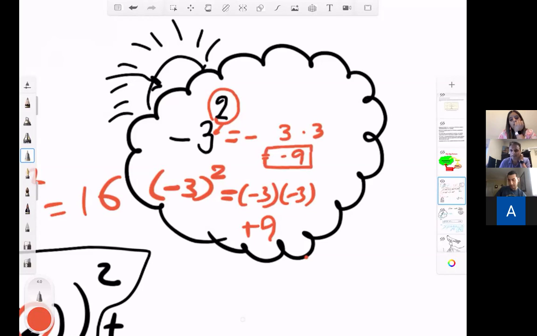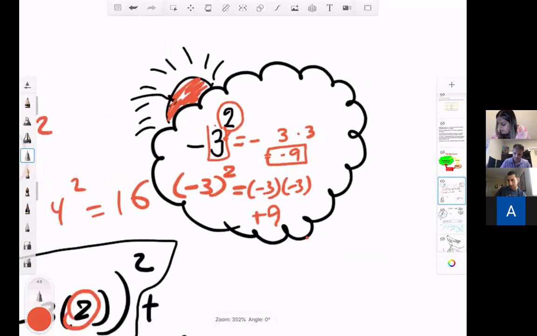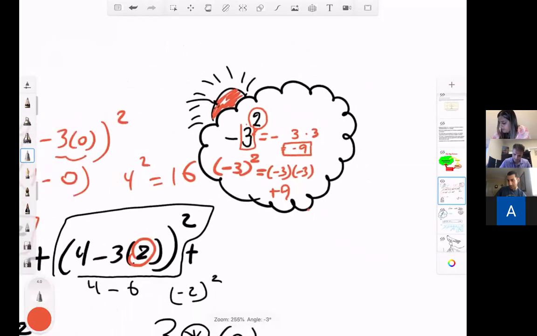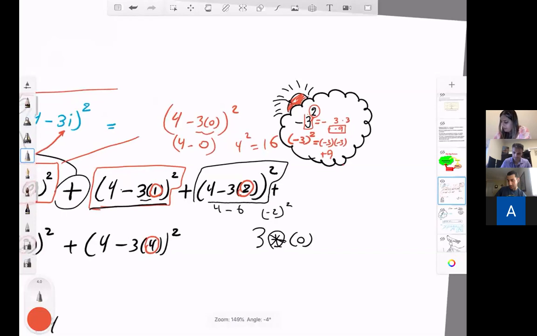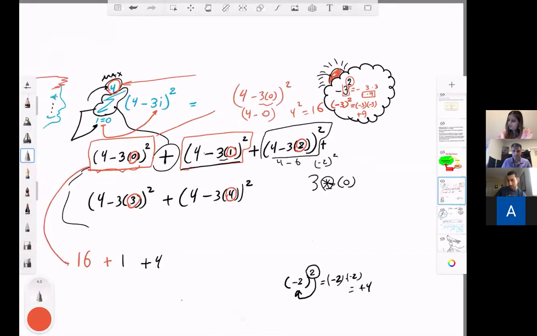If there is a parenthesis, it will be positive. If there's no parenthesis, that means the exponent only belongs to this part. Does that make sense? Yeah, very good. Thank you. So let's go back to the problem. So we got, this one is 4 plus, what is this equal to?